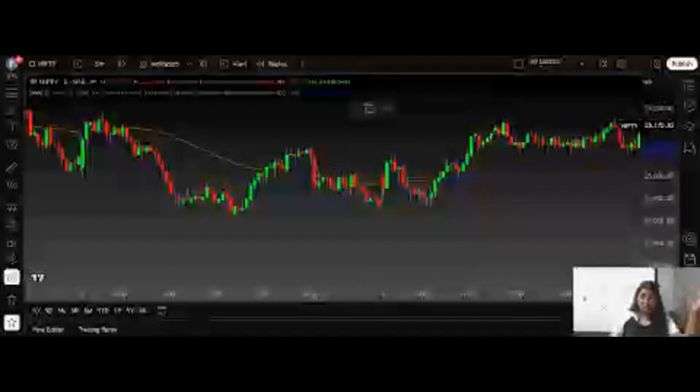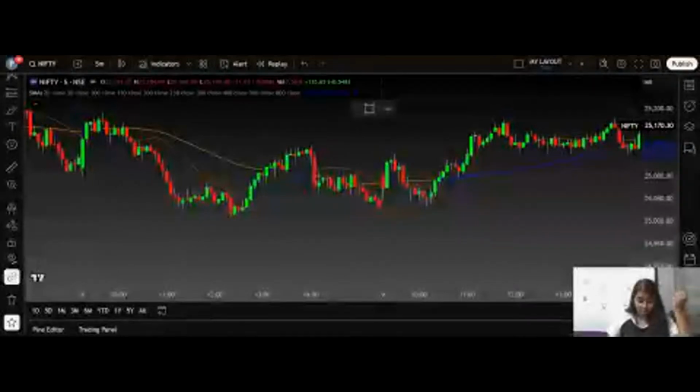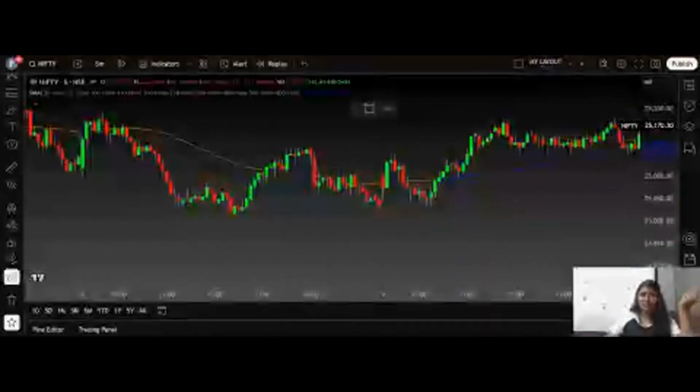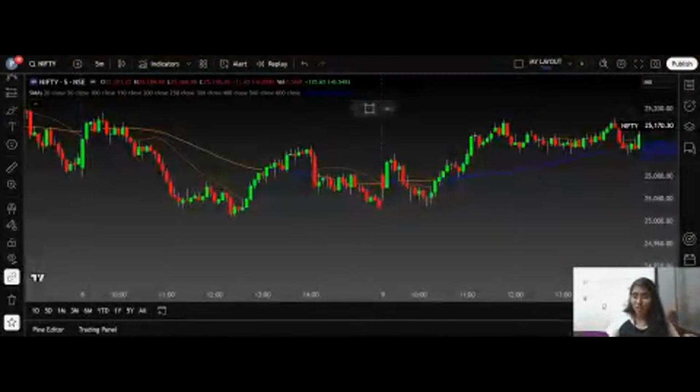We have to see whether the SMA is crossing a short-term SMA or a long-term SMA, and whether the market is in an uptrend or downtrend. Suppose here I have two SMAs, one of 20 and one of 50. How these two SMA crossovers get used by traders, we are going to see in the next lecture.